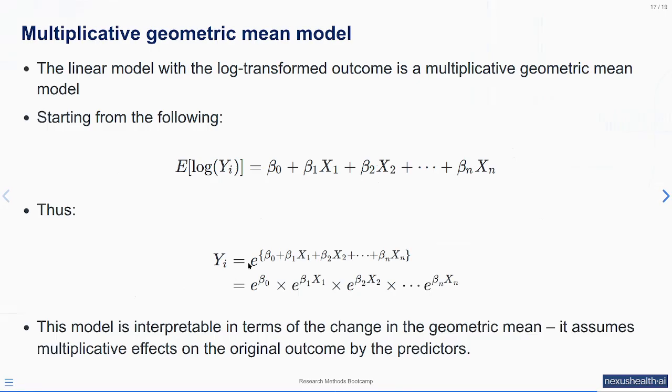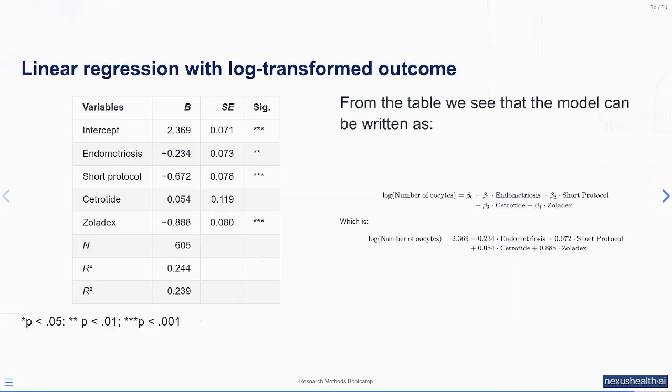And of course from maths we know that this is equivalent to this. This is interpretable only in terms of change in geometric mean. It assumes multiplicative effects on the original outcome by the predictor. Because it's a geometric mean, we're not dealing with additive effects now, we're dealing with multiplicative effects. So each unit change is going to result in a multiplicative effect. What does that mean? We'll see that in action here.